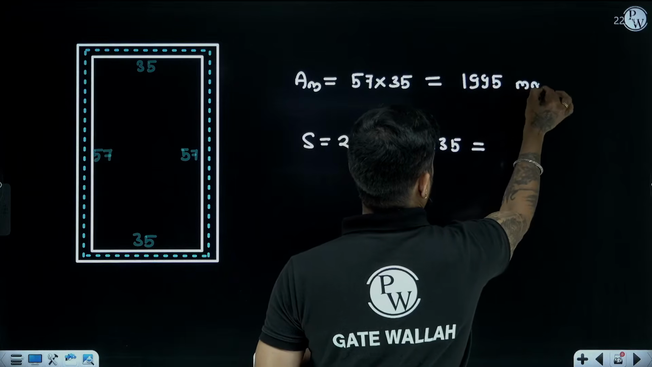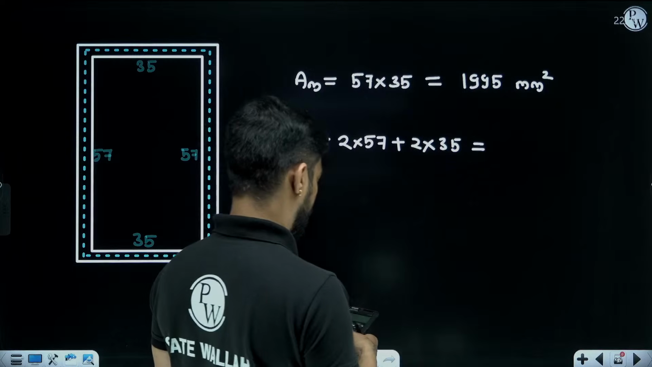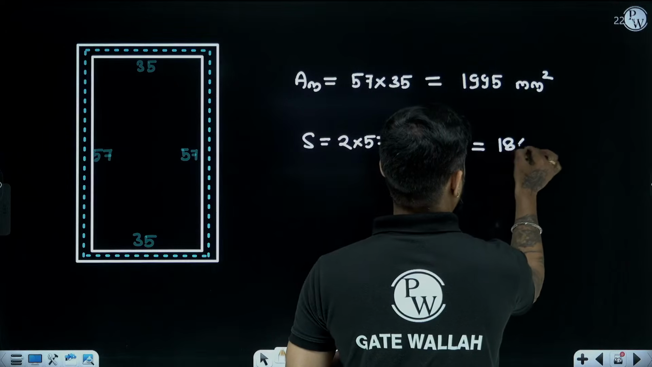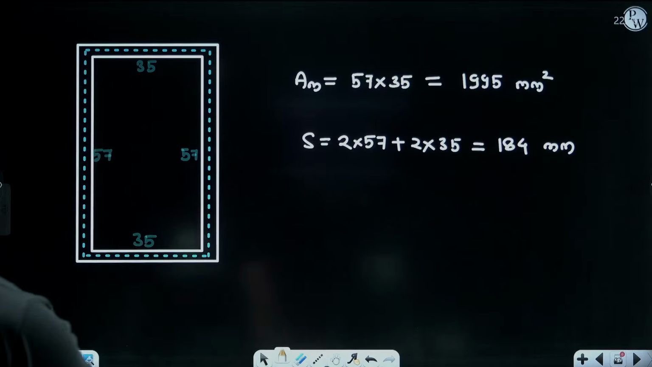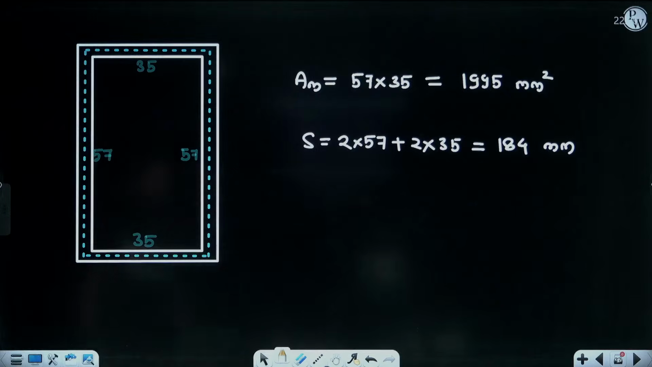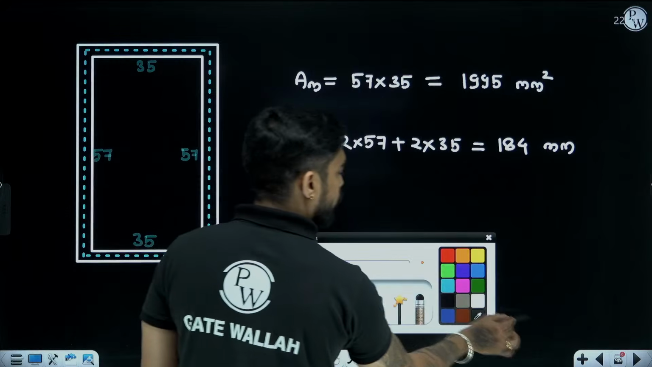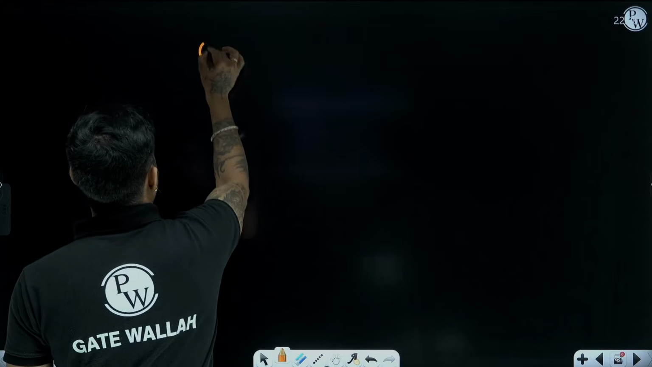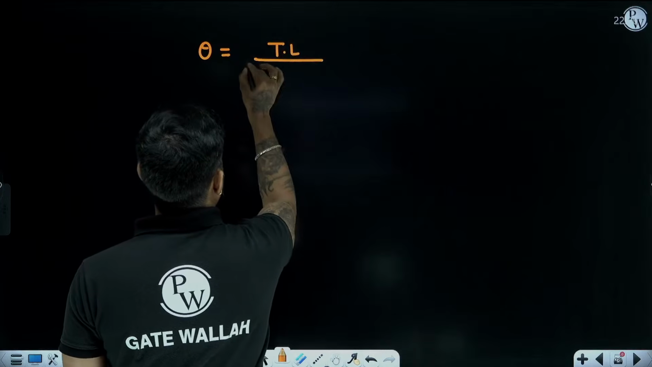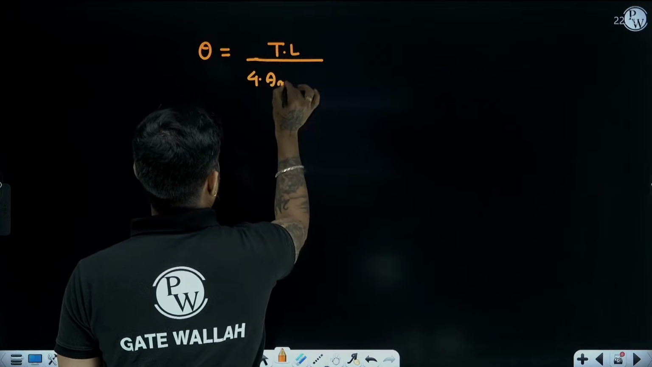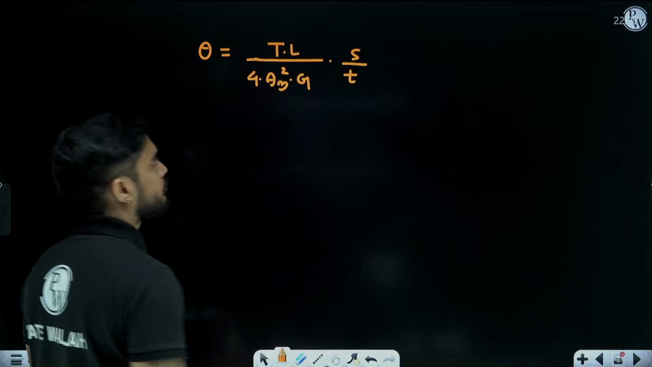This is 1995 mm square, and 2 into 57 plus 2 into 35. This is 184 mm. These values are calculated. Now we need to put everything in the equation of theta. So what is the formula of theta? Theta will become T into L divided by 4 A square into G summation ds by t.